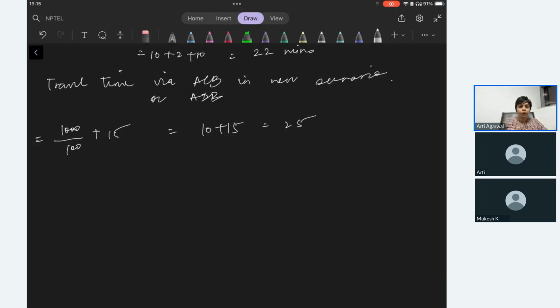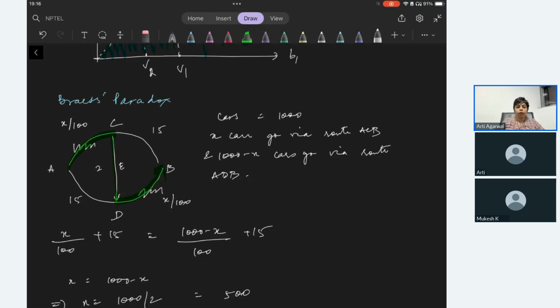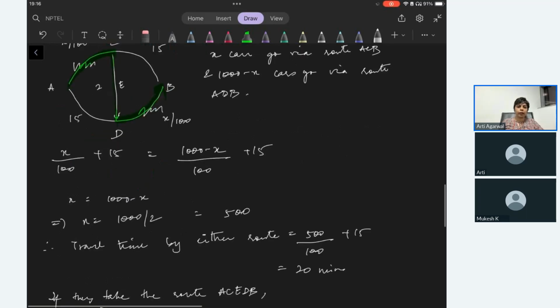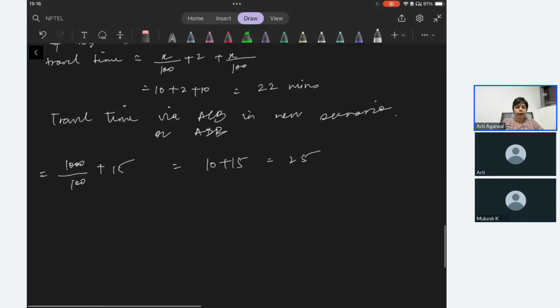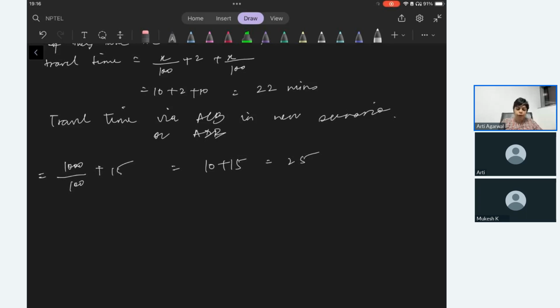His only three options are ACEDB or ACB or ADB. Now between all the three options, ACB, ADB are giving 25 minutes time and ACEDB is giving 22 minutes time. Of course, he's going to take ACEDB, and that is the logic which all the motorists are going to use, right? Not motorists per se, but all the people commuting are going to use the same logic, and hence new travel time is going to be 22 minutes.